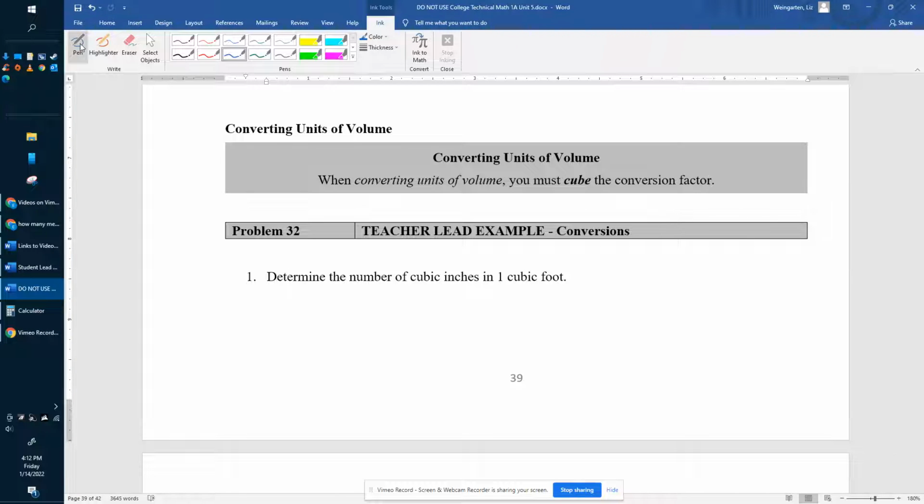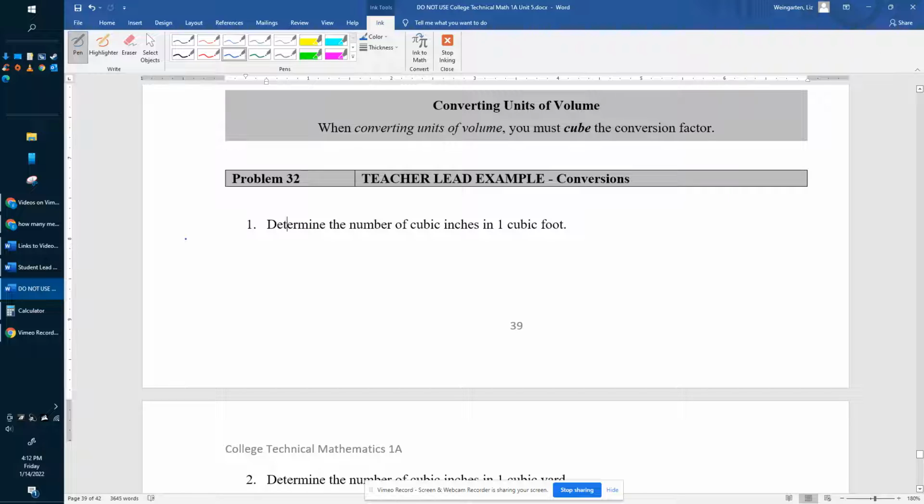All right, in our final video for Unit 5, we are going to talk about converting units of volume. When we converted units of area, we had to square the conversion factor. Now that we're in the third dimension, we have to cube the conversion factor. So let's do that. Determine the number of cubic inches in 1 cubic foot.